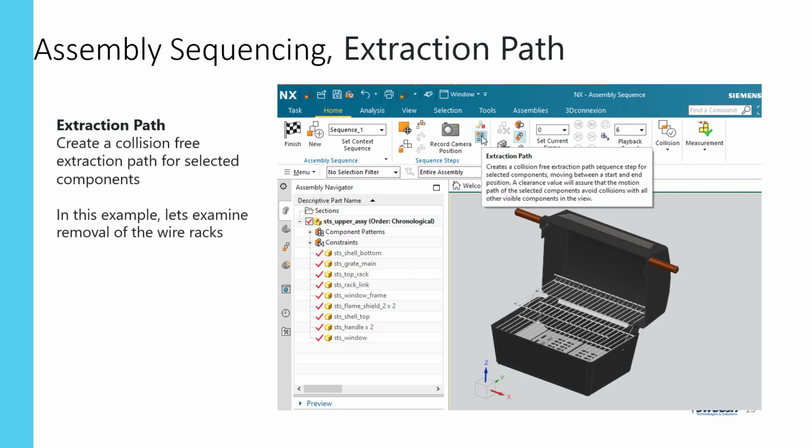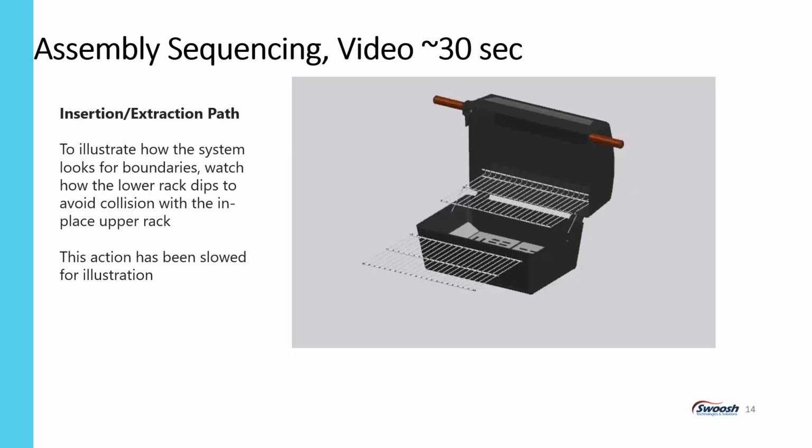Now the path setup is fairly straightforward. You have a beginning and an end state, then let the system figure out in between. And turning on collision detection allows the system to make some choices for us. So let's illustrate with the bottom rack first. What we're showing is the final position, and when it comes forward, it's going to dip so it can clear the rack that's already in place.